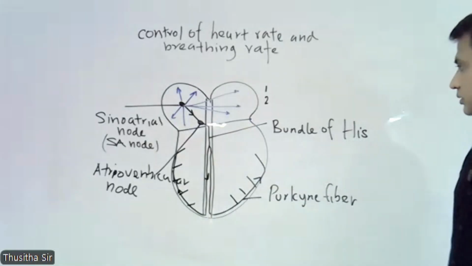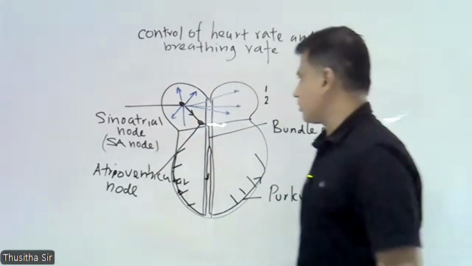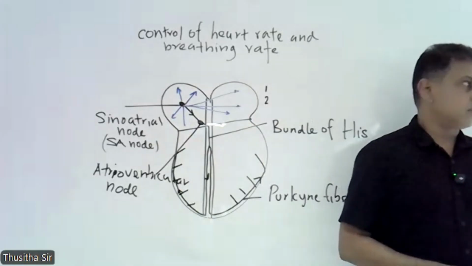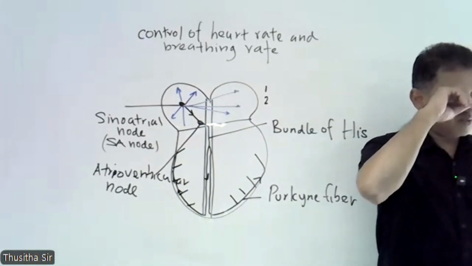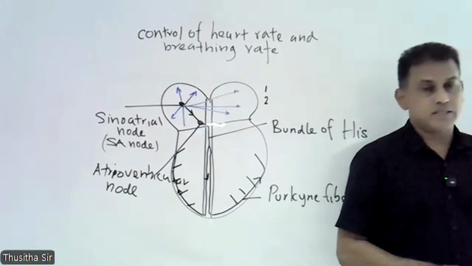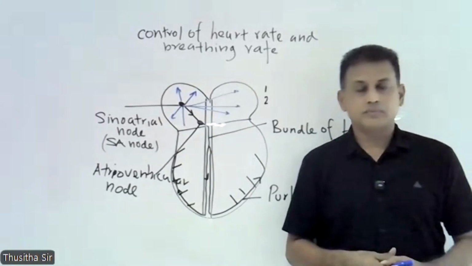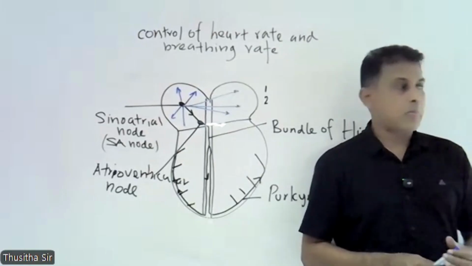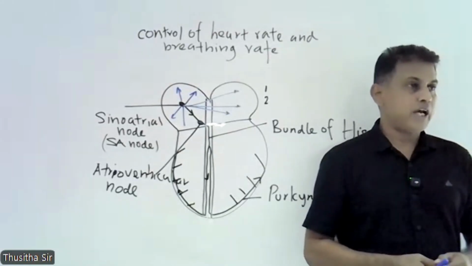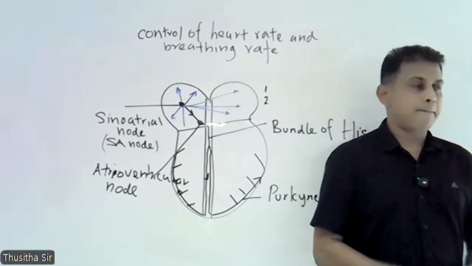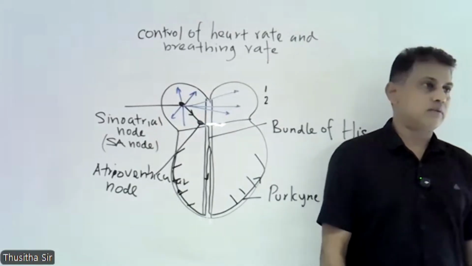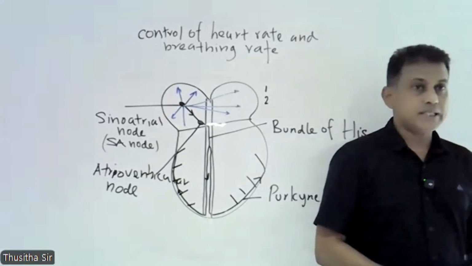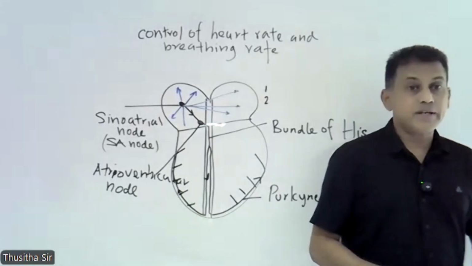Okay, then the second one, can you write the second one? The depolarization waves are spread across both atria. This leads to atrial systole.